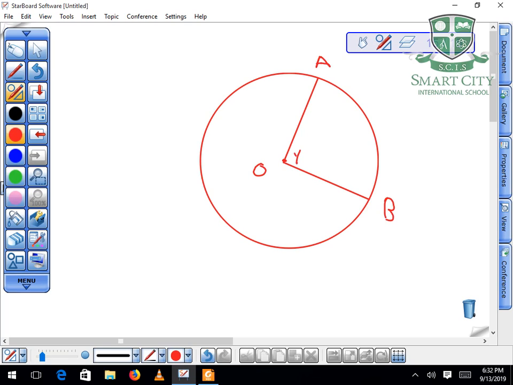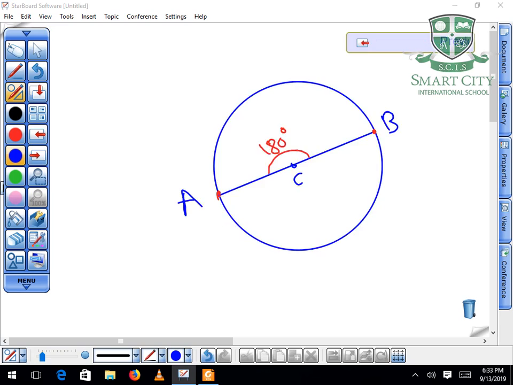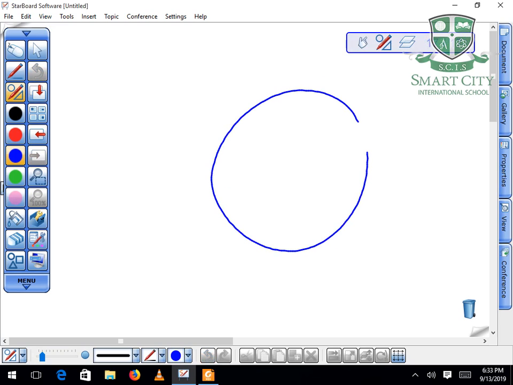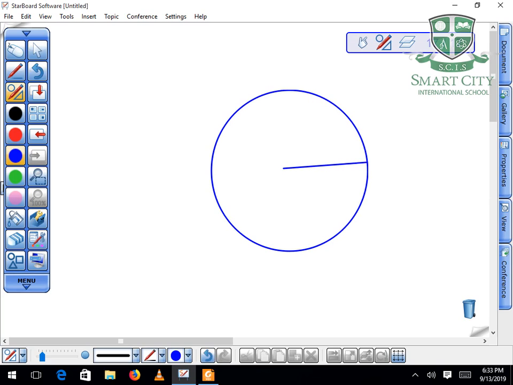AOB has X degrees, for example. So AOB is a central angle. The sum of the central angles is 360. X and its reflex angle are 360 together. So if we have a circle, its central angle is divided into many angles.